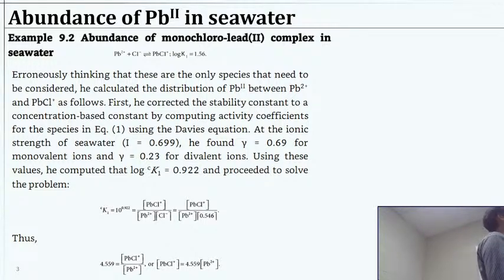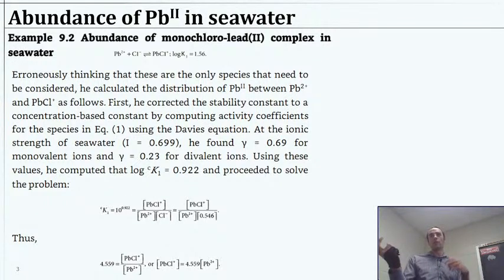Okay, so he corrected the stability constant, the concentration-based constant, by computing activity coefficients using the Davies equation. We mentioned that, and probably in seawater the activity might be important, but if it was just lead by itself, we wouldn't really have to do any correction. But he did all this correction, which is great, and got those factors and calculated a log K, the corrected one. That's a 0.922.